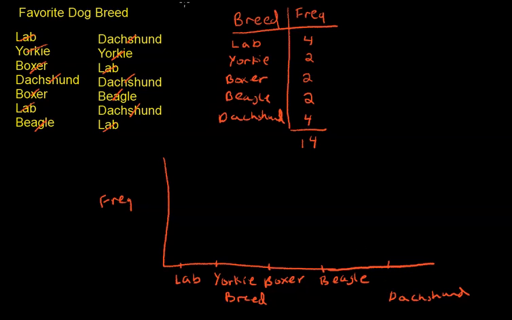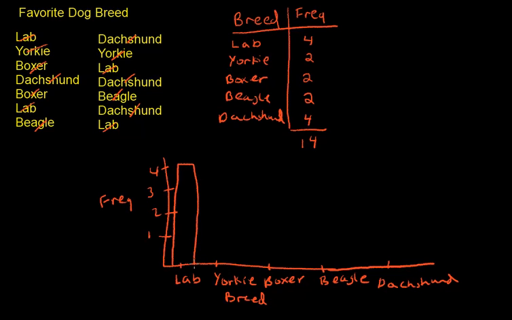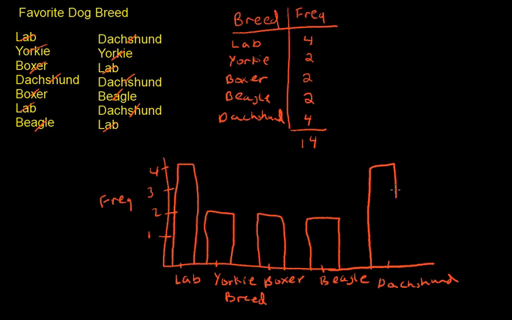So now I just need to take the frequency and make bars for all the frequencies. Okay. So 1, 2, 3, 4. So 1, 2, 3, 4. And then you make a bar. So for the Lab, it goes up to 4. And for the Yorkie, it goes up to 2. The bar goes up to 2. For the Boxer, it goes up to 2. For the Beagle, it goes up to 2. For the Dachshund, it goes up to 4.